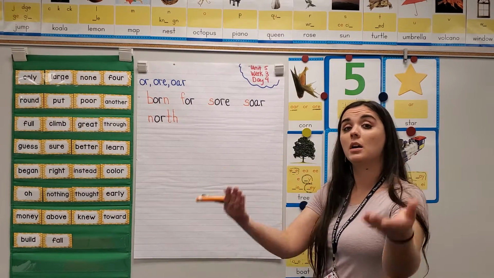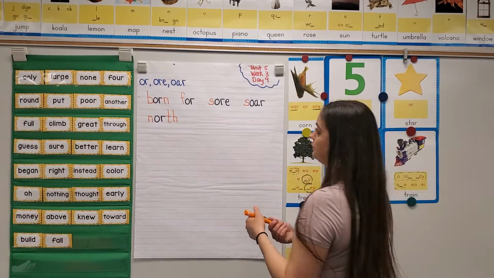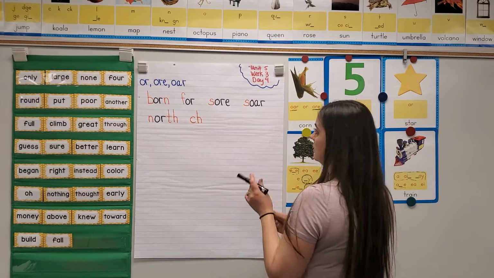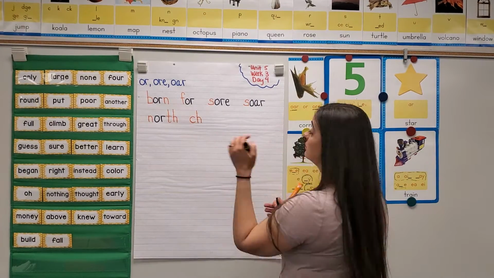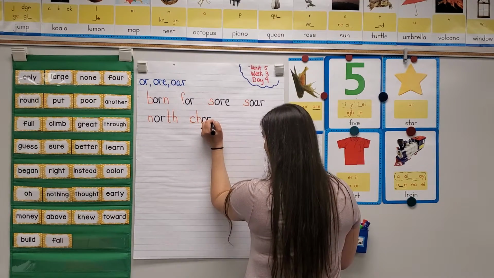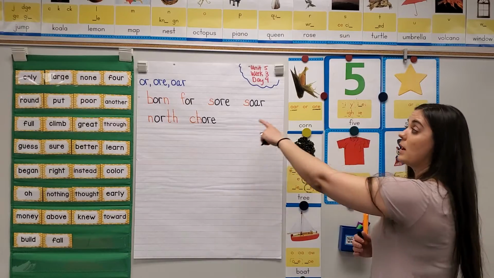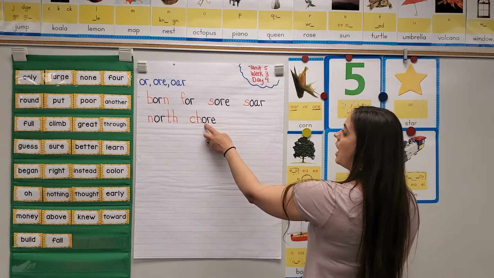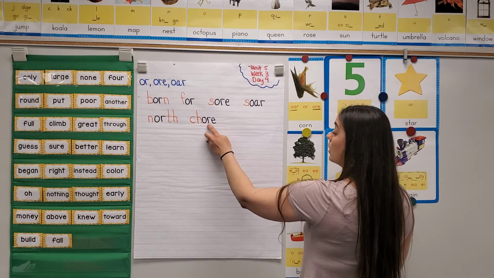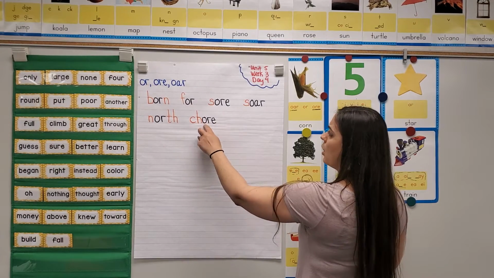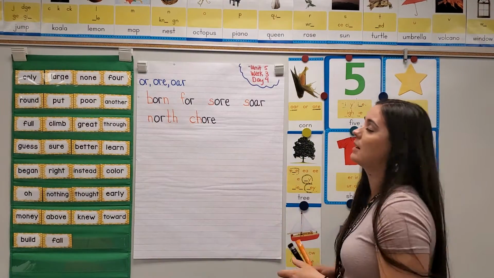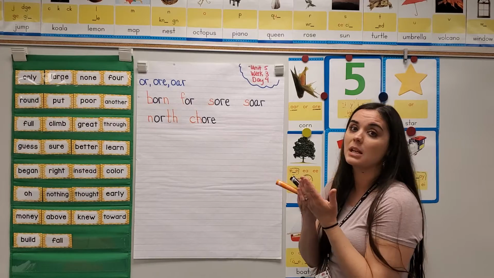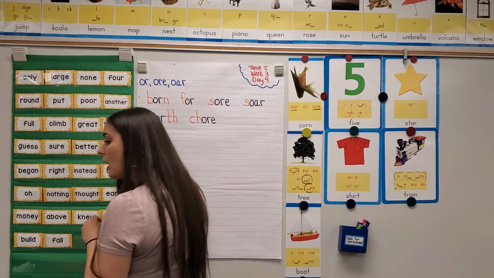Chore. Your turn. Chore. CH, cha. Never ka, always cha. And O-R-E is a way that we can say the or sound. Chore. It might be possible to put it together if you were to sound it out, but it's best to just know that O-R-E, those letters together, say or, like corn. All right, next word.